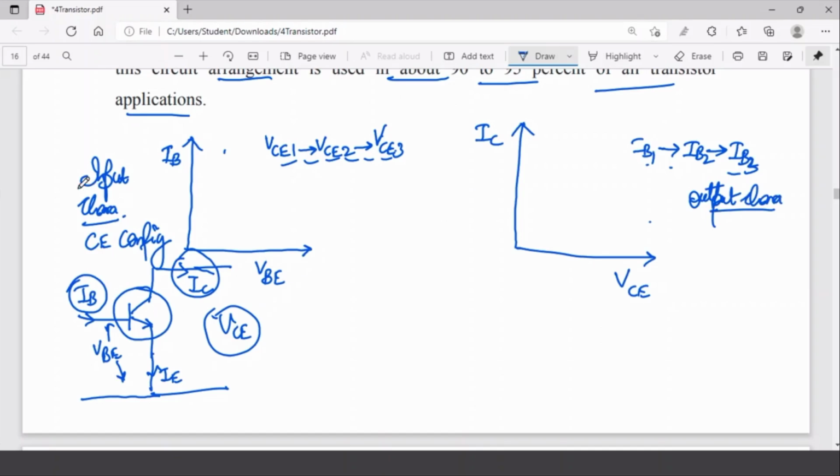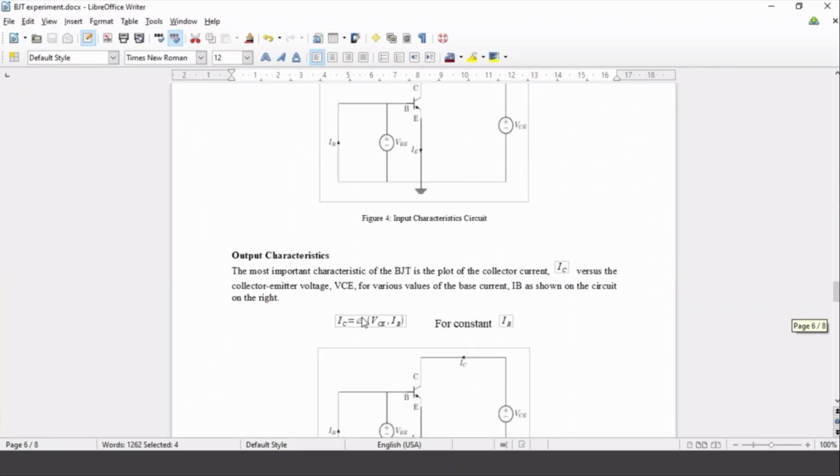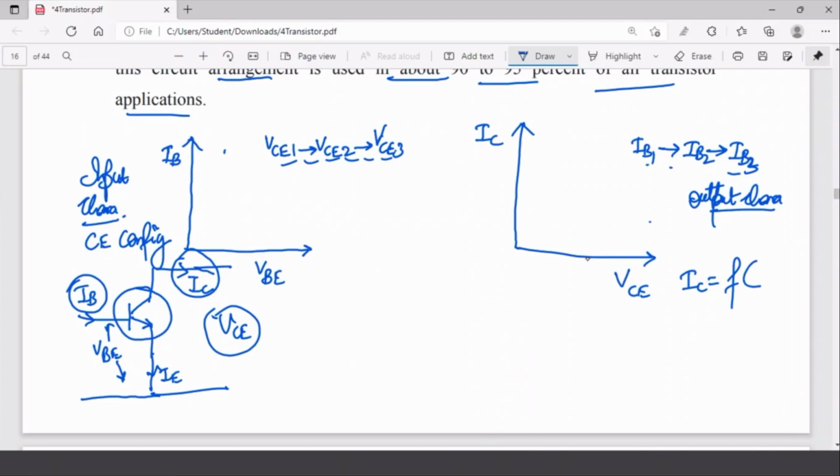So what is the function here? For output characteristics, IC is a function of VCE and IB. That means for a given value of IB, IC will vary depending upon VCE. So IC is nothing but a function of VCE comma IB.